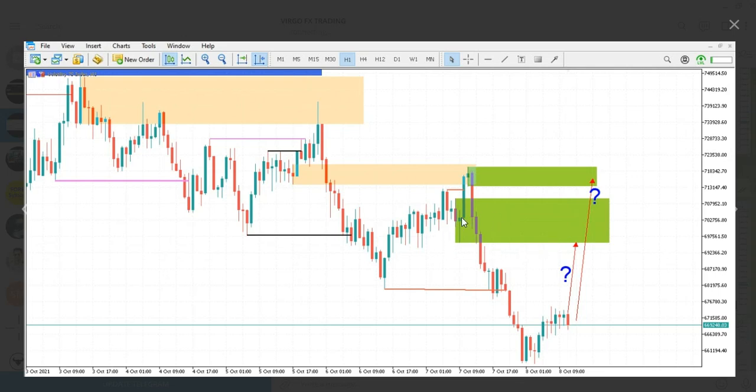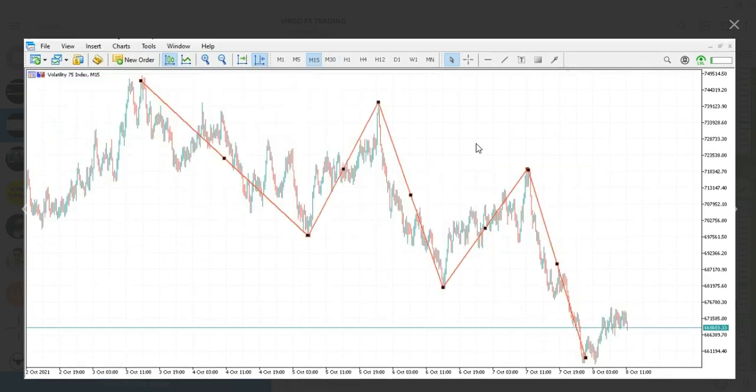But remember, we have a micro break of market structure here, as you can see also here, but still we have a failure market structure here. So price is likely to respect this hidden order block or this order block of the failure market structure here. And then let's go down to M15 now.